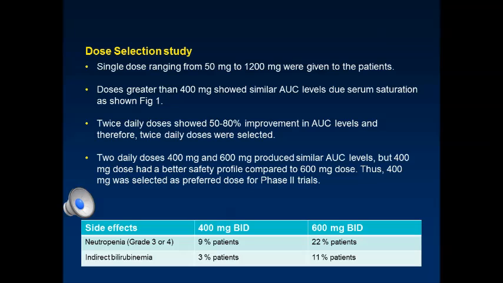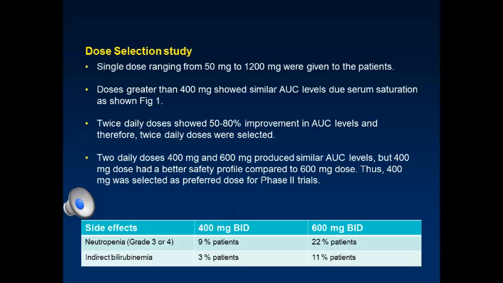Dose selection study. Patients received 50 to 1200 mg daily doses through an oral route. However, doses greater than 400 mg showed similar AUC level due to serum saturation, as shown in figure number 1. Therefore, twice daily doses were analyzed, and twice daily doses produced 50 to 80% improvement in AUC level and produced a better dose response relationship. Therefore, twice daily doses were selected.